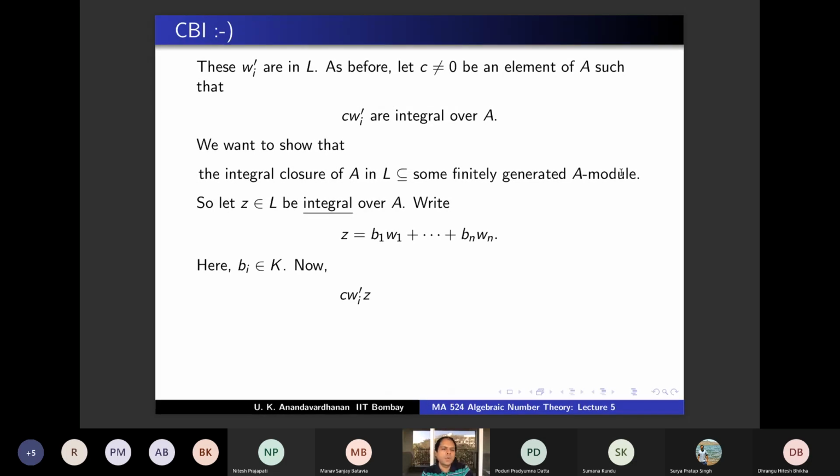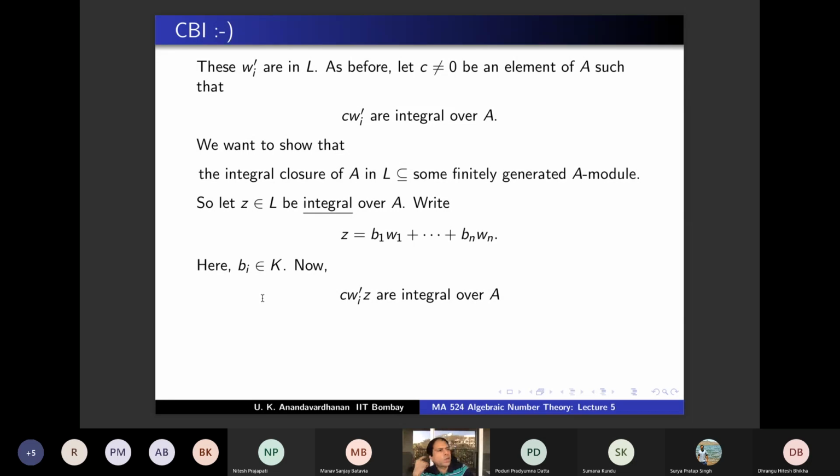Okay. So now multiply with C. Take this C times Wi prime times Z. What can you say about this C times Wi prime Z? You know that C times Wi prime is integral. Z is given to be integral. Therefore, this product is integral. So all these are integral over A.